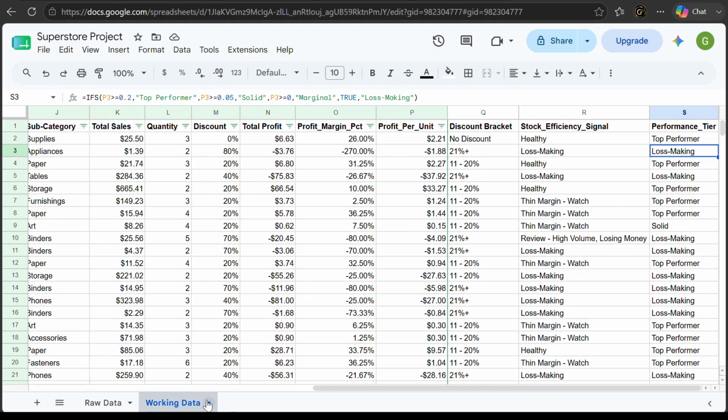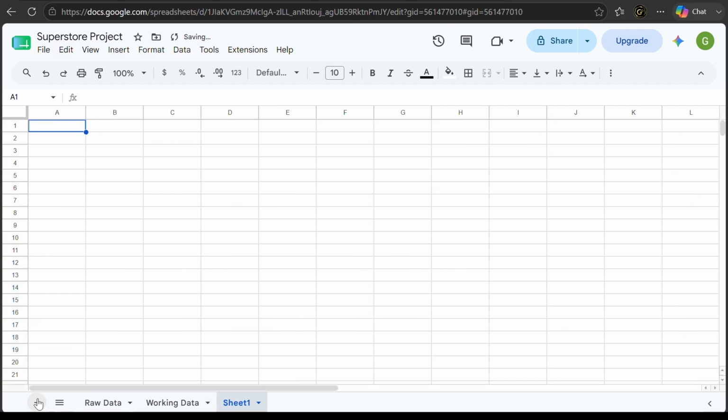Now we are going to create another sheet, where we are going to put our lookup tables, because we want to see the summary for each of these subcategories. So we'd have to create a new sheet where we would be able to bring all this in. So I'll just come down here and press plus to add a new sheet.